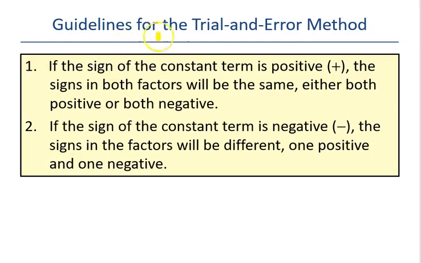Okay, guidelines for the trial and error method. If the sign of the constant term is positive, the signs of both factors will be the same, either both positive or both negative. Okay, remember that's the C term. If the sign of the constant term is negative, the signs of the factors will be different, one positive, one negative. Remember we learned that in the last lesson.